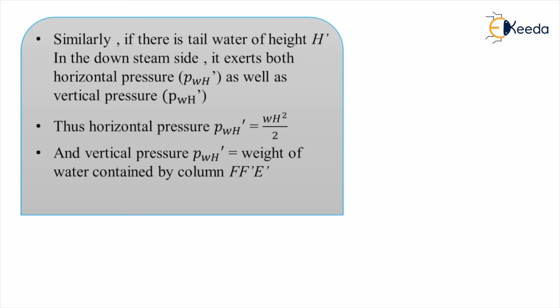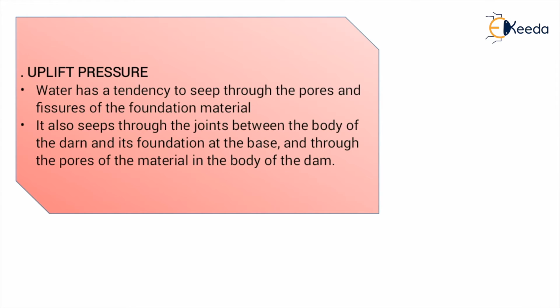And vertical pressure is equal to the weight of the water contained by column F, F dash and E dash. So this is the water pressure, the important pressure and important force which are acting on the gravity dam. Now next is the uplift pressure.